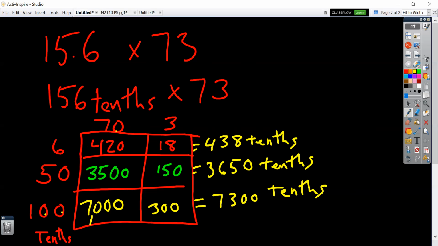Now we can convert now, or we can convert later. Let's go ahead this time. Last time I converted first. This time let's convert after. So I'm just going to stack our tenths and add these up.